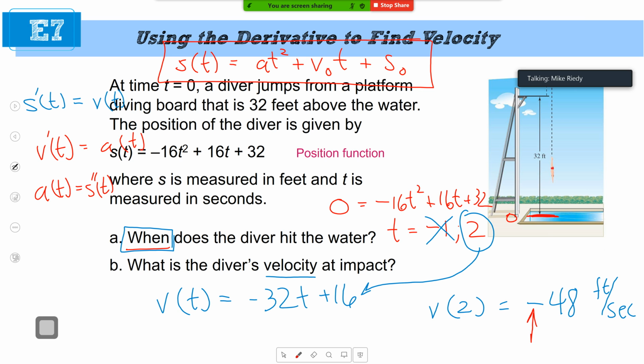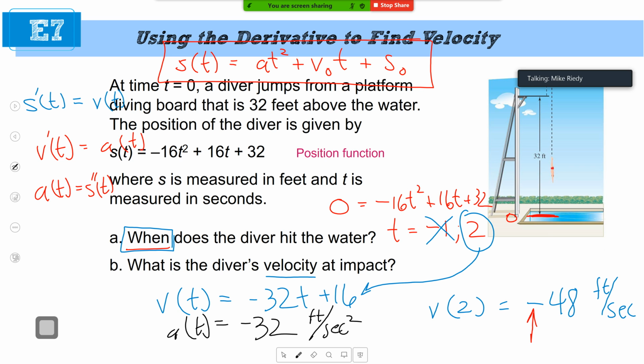And I don't want to do too much with this. I just wanted to focus on the velocity, but we should also understand what the acceleration is. And we'll get to that a little bit more as we delve into these problems. We know what the acceleration is. If I take the derivative of this velocity for this particular problem, the acceleration is going to give me negative 32 feet per second squared.